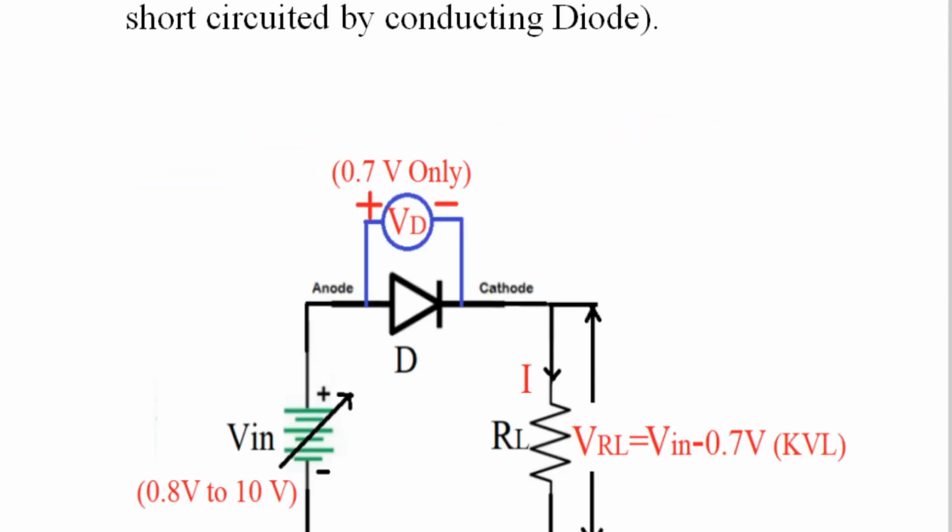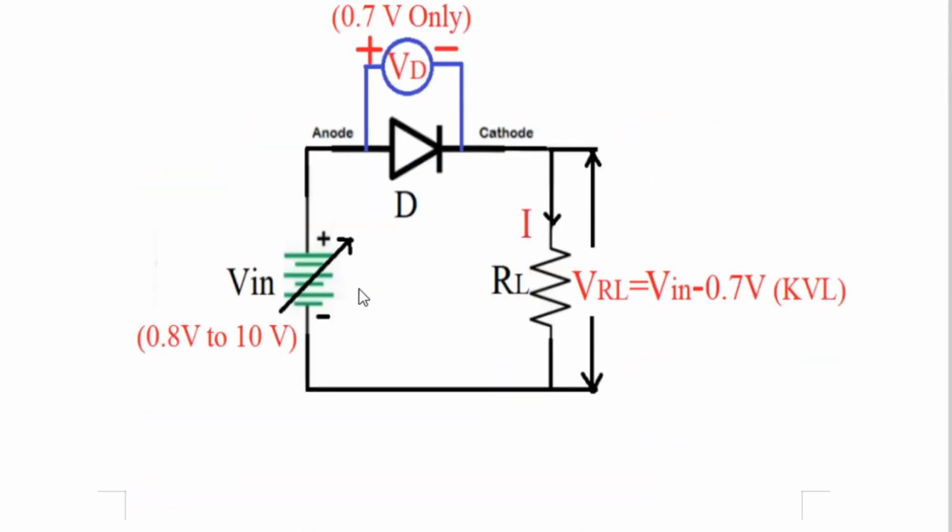So let us come to this diagram. What is Kirchhoff's voltage law? Kirchhoff's voltage law says that the total applied input voltage V in is equal to the voltage drop across each and every component in the network or in the circuit.